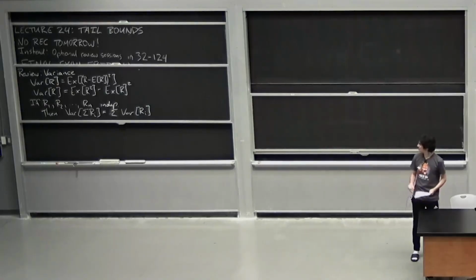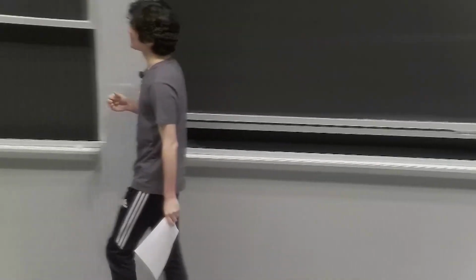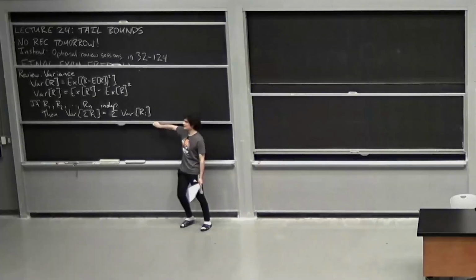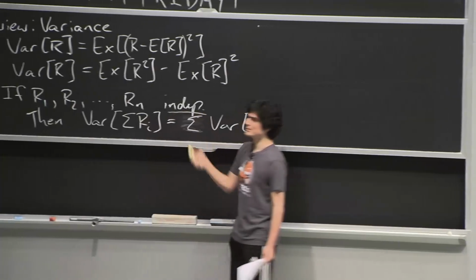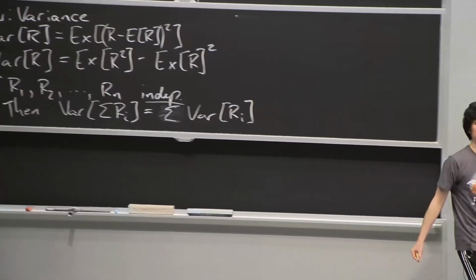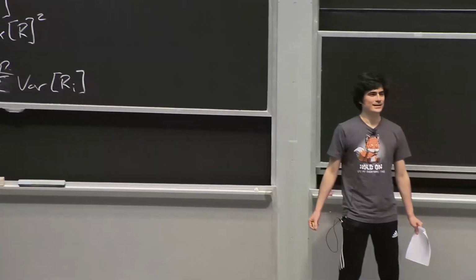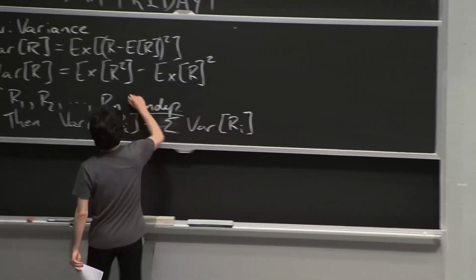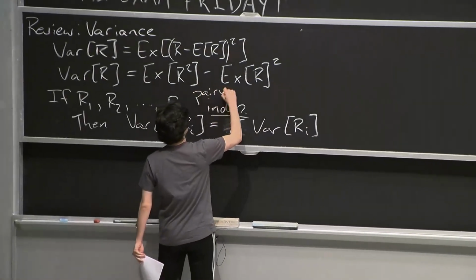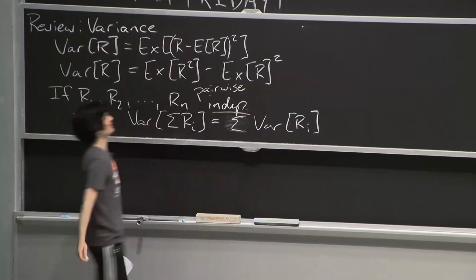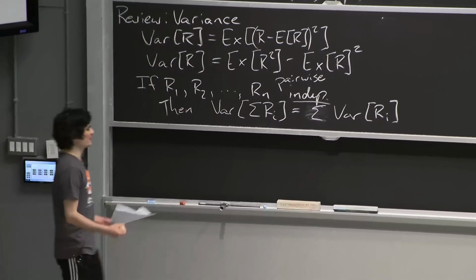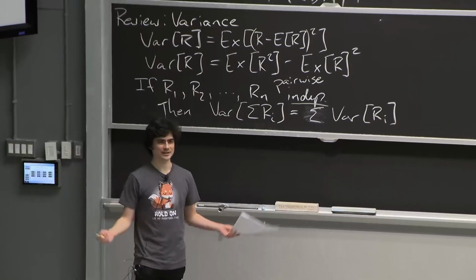Okay. Well, this is a correct statement. However, there's something slightly stronger that we can say. We can weaken this condition, right? We don't need mutual independence. What do we actually need? Pairwise independence. Yeah. Okay. So if we have a bunch of pairwise independent random variables, and we want to find the variance of their sum, we can instead just sum the variances. Okay?